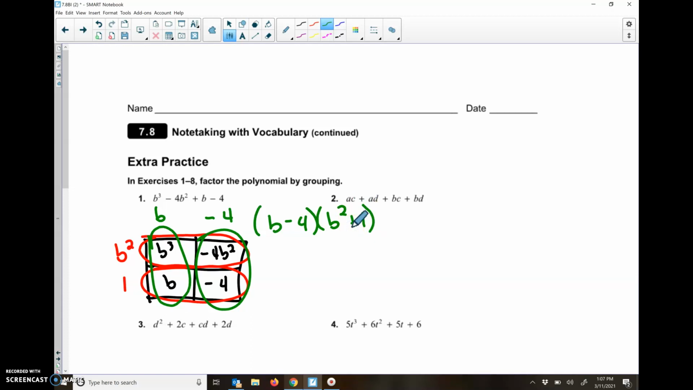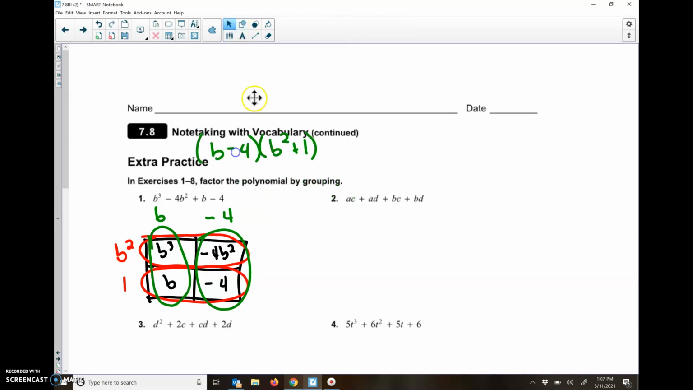So as long as you can put it in there and figure out the greatest common factor, you don't really have to do any guessing and checking like we would normally. Like, okay, how can I get to b to the third? How can I get to negative 4b squared? How can I get to b? How can I get to negative 4? So there's not really a, okay, you need to multiply to get to this number and then add to get to this number. If you use Punnett squares, it's just going to be exactly like that, which makes a lot more sense.